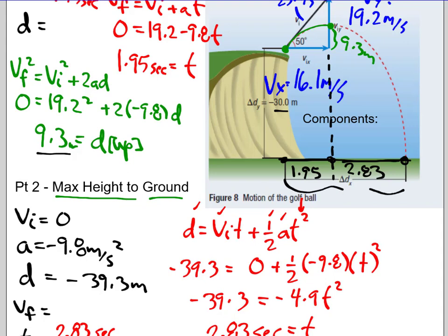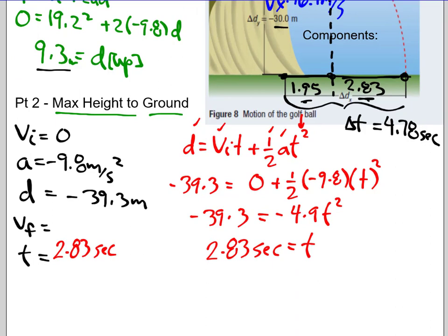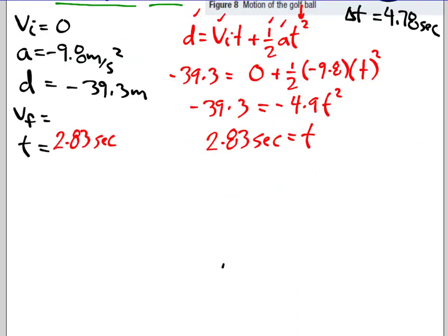So the total time would be those two values added together. So 4.78 seconds. And you can see, because we don't have symmetry, these values are different. That's really, really important. Okay, so now we also need VF before we can answer the last question here. We have 2 more questions to do.